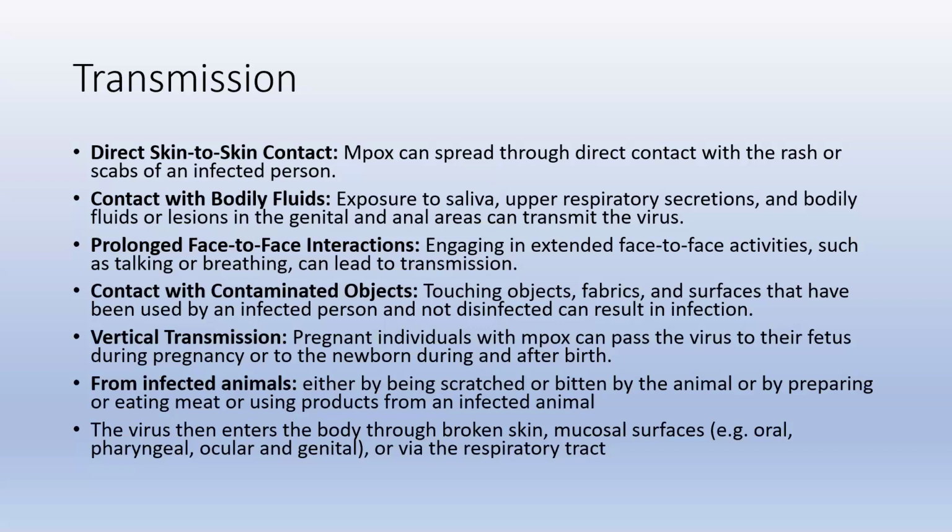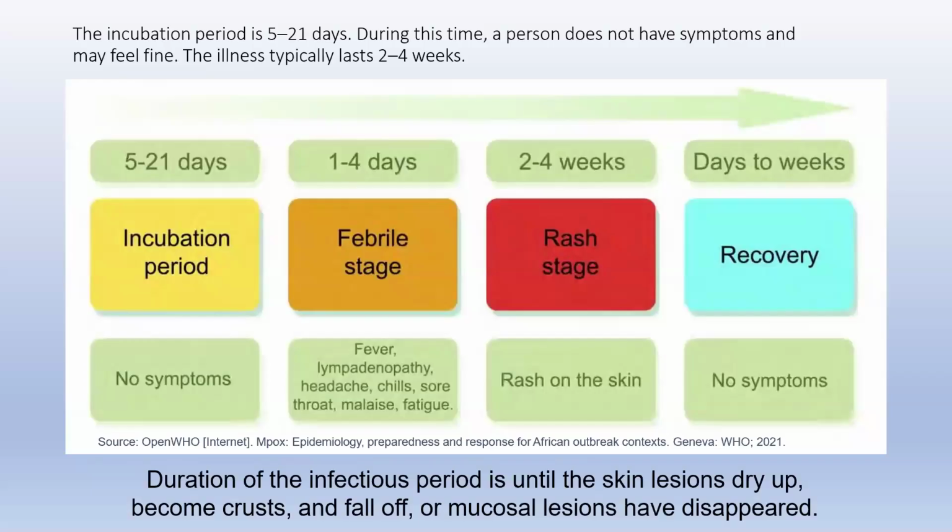Vertical transmission has also been documented from infected mothers to their babies. And then, as I said earlier, primary infection from infected animals, either through being scratched or bitten by the animal, or when you're preparing the animal or animal products. Then the virus can enter the body through broken skin or through the mucosal surfaces, oropharyngeal, ocular, genital, or through the respiratory tract.